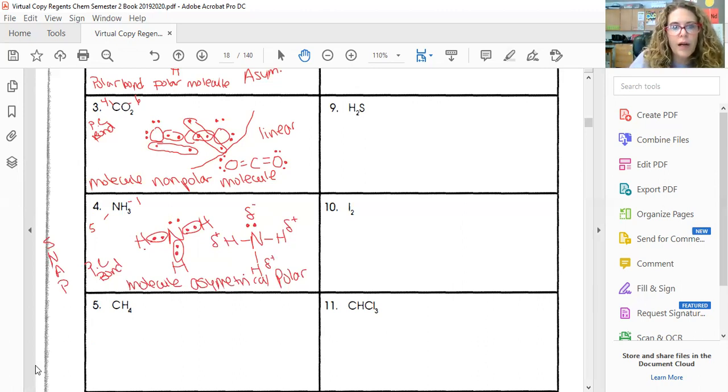So with our carbon dioxide, it's getting pulled in these opposite directions, so it kind of cancels each other out. It makes the symmetrical distribution of charge for the carbon dioxide.